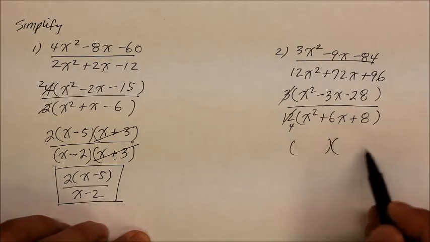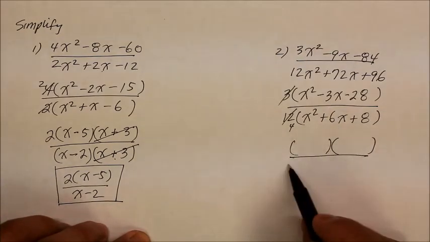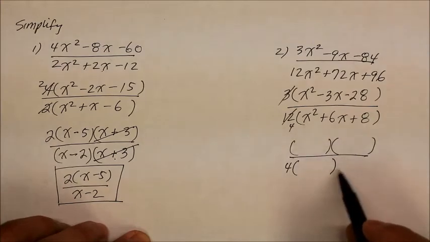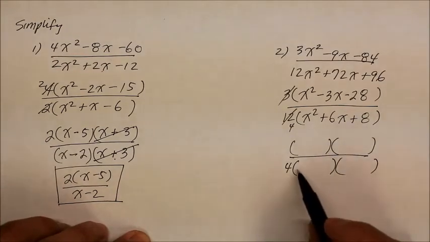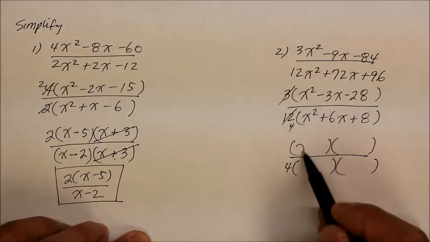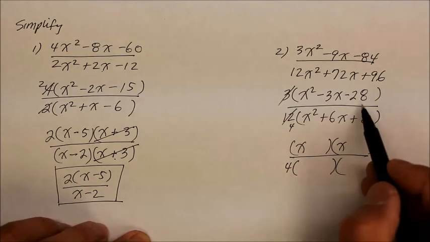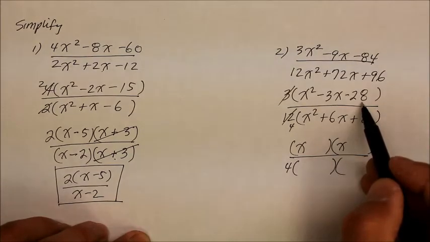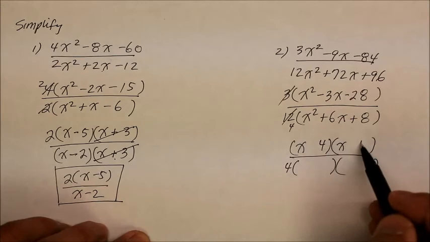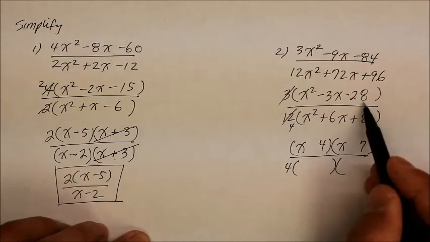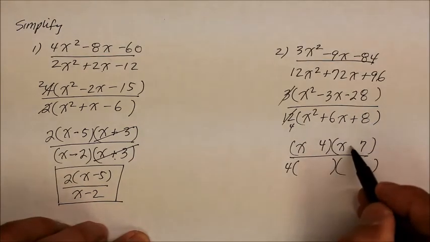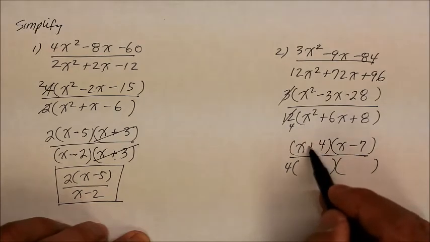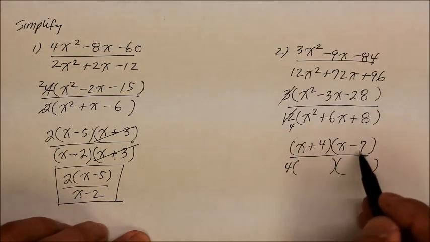Now I'm going to factor the remaining trinomial, with the 4 as a leading coefficient, for the bottom polynomial. Here we have x and x. Let's see: 1 and 28, 2 and 14, and 4 and 7. 4 and 7 gives me 28 if I multiply. If I make 7 negative and 4 positive, they add up to negative 3.